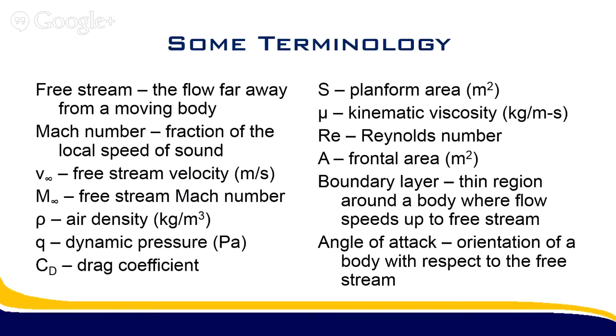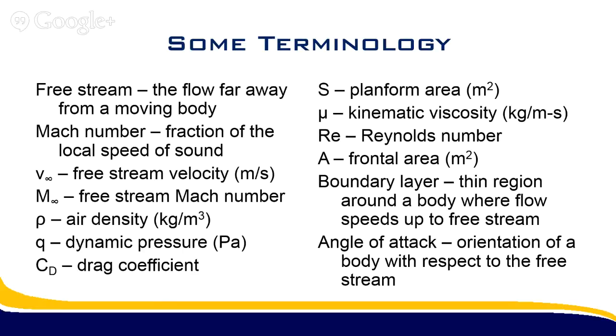We'll also be talking about this term V infinity, the free stream velocity, so that's a speed, and M infinity, the free stream Mach number, so that's the free stream velocity divided by the speed of sound. We'll also be using rho, which is the density of air. It's about 1.2 kilograms per cubic meter on a normal day here at sea level. We'll be talking about dynamic pressure. We'll talk about that in one slide, and what that means.